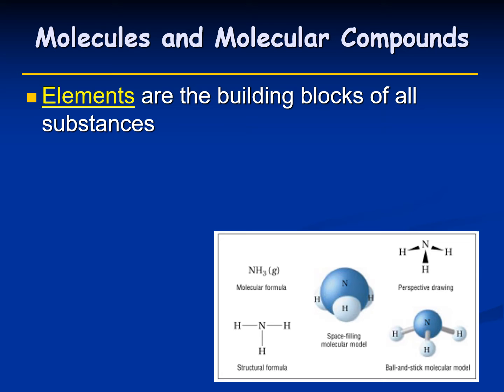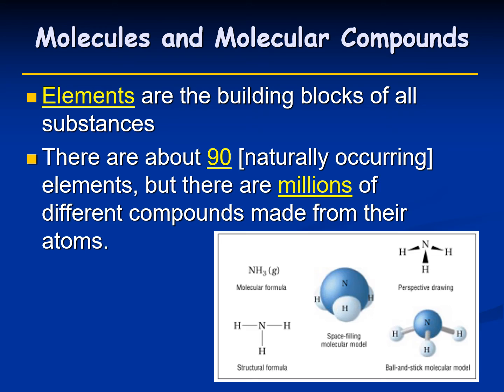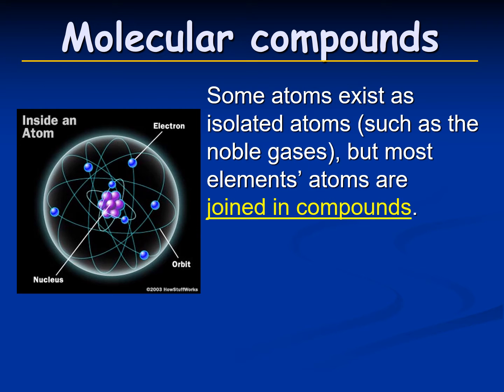First, elements are the building blocks of all substances. There are about 90 naturally occurring elements. There are more on the periodic table, but about 30 of those are man-made. You take those 90 elements and you can make millions of combinations with them, millions of different compounds. Some atoms, such as the noble gases, exist all by themselves as isolated atoms, but most elements join together in compounds.